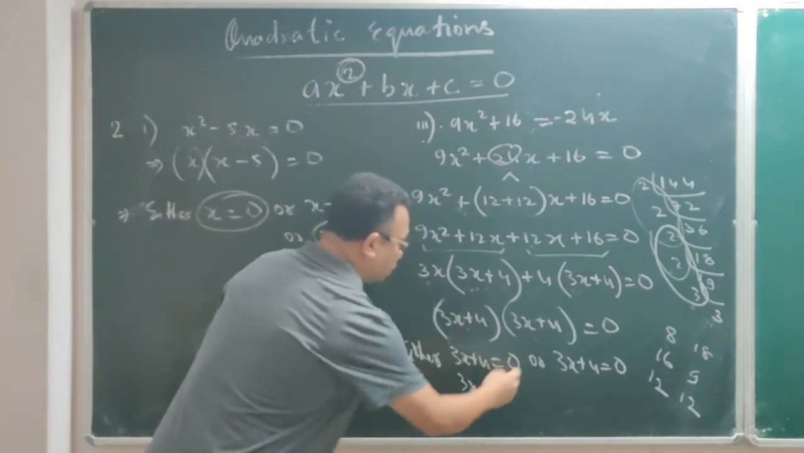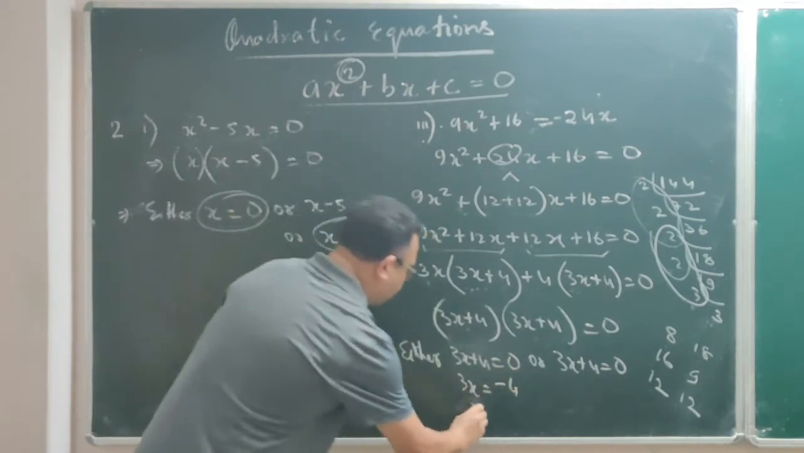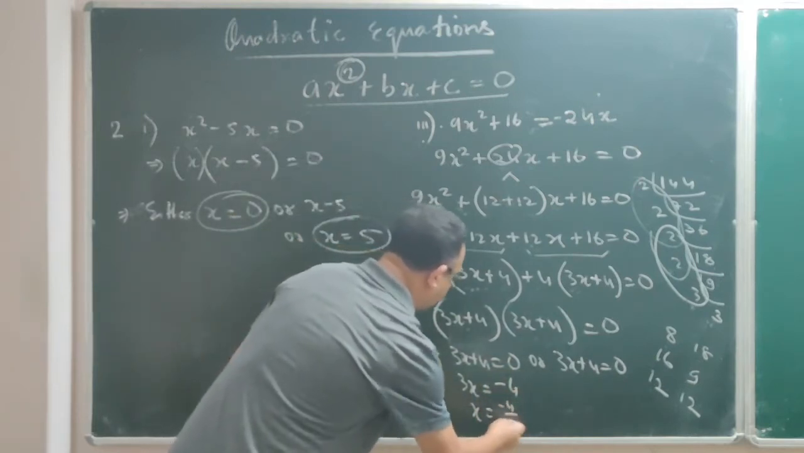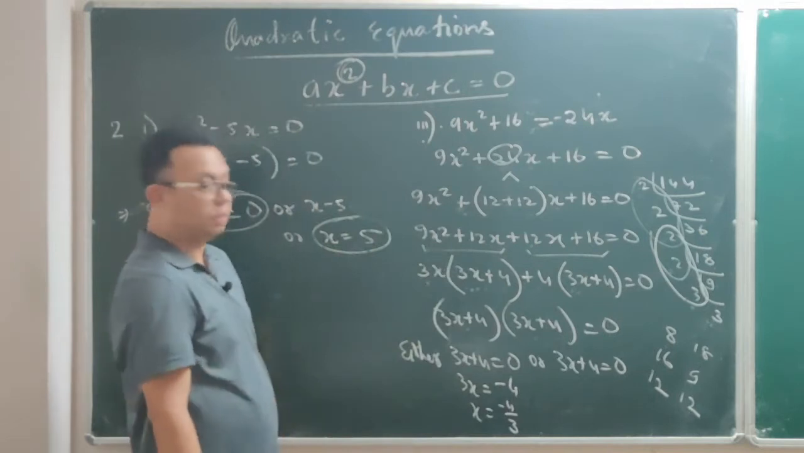3x equal to plus 4 is going there, it will be minus 4. So there you are, x equal to minus 4 by 3. So one value of x you got, minus 4 by 3.